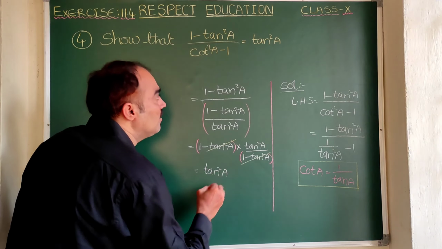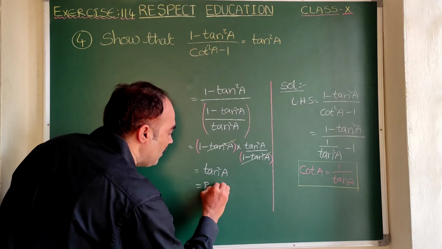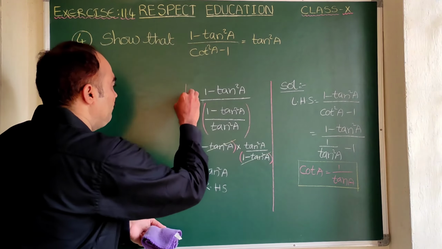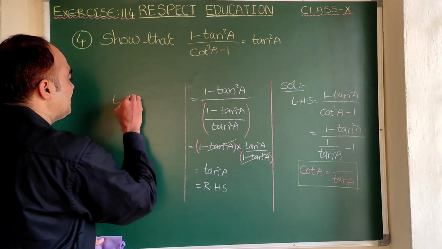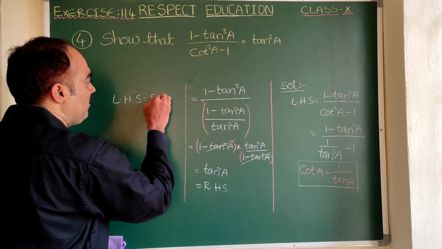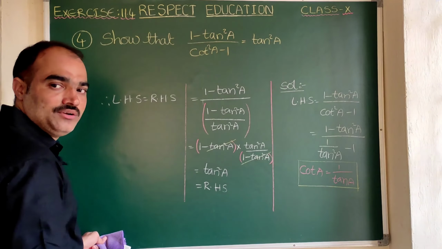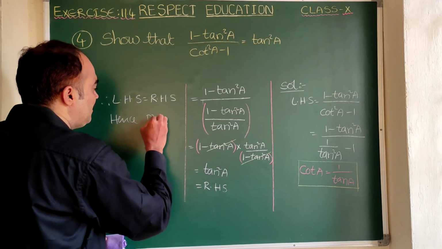Now you see the question, what is to be proved? Tan square A. So this is nothing but RHS. Is it clear? So if we take LHS, on solving, we have reached RHS. Therefore LHS equal to RHS. We can write here, hence proved. With this, problem 4 gets completed.